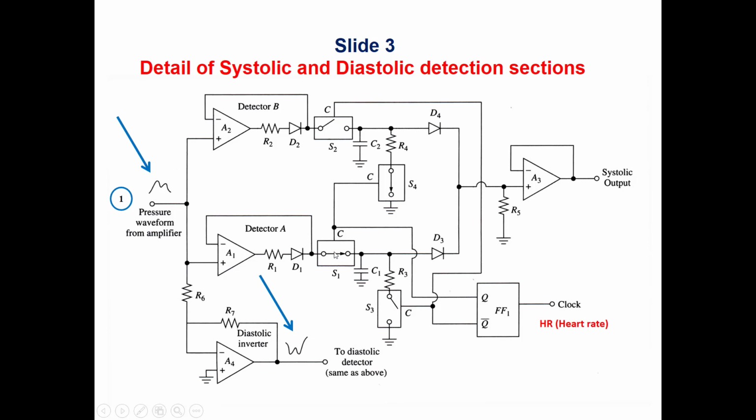In the second beat, this one will be used for measuring the systolic value, which will be stored in this capacitor, whereas this capacitor will empty its charge to the ground through this resistor. The diastolic wave will use the same circuit as this one. However, before that, we use a diastolic inverter, which is just a normal inverting amplifier. So I hope this part is now clarified.